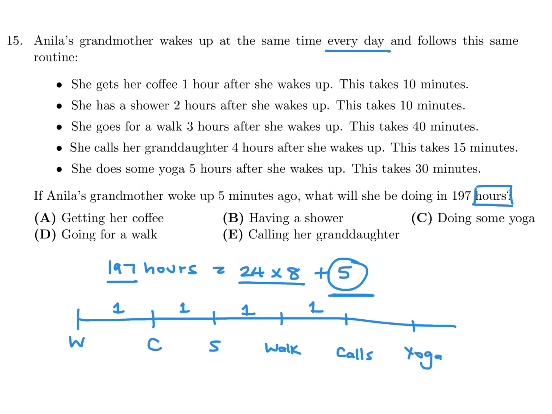So this 5 is 5 hours, not really after she wakes up, but 5 hours, 5 minutes after she wakes up. You got to read the question carefully. So basically we're going from approximately here, 5 hours later, which would be approximately here. And it looks like at that point she's doing yoga because she does yoga for 30 minutes. So she'd be doing yoga till the 30-minute point. So at that point, she'd be doing yoga, and therefore number 15, the answer is C.